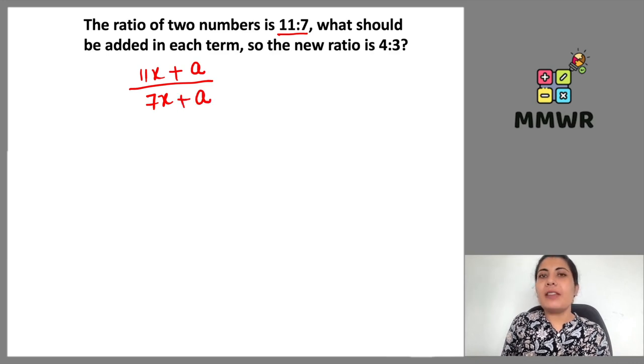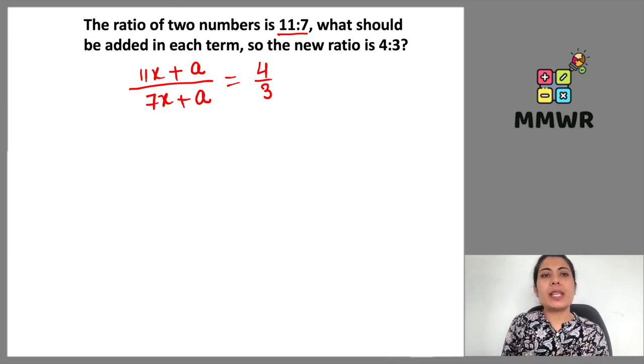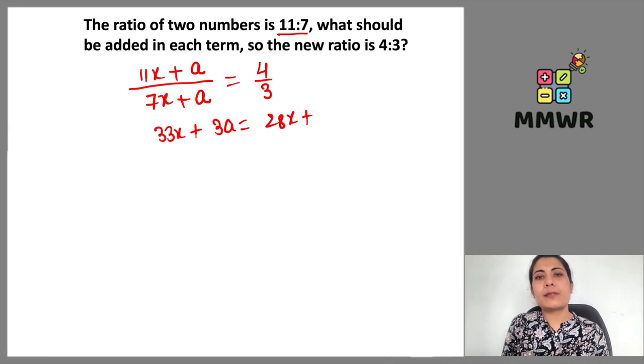Let's consider a we have added here. Same thing we are adding. So the new ratio is 4:3. The new result we are getting becomes 4:3. Now we can take the help of the cross multiplication method. So this gives me 33x plus 3a is equal to 28x plus 4a.